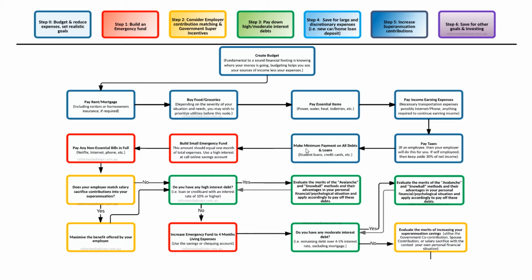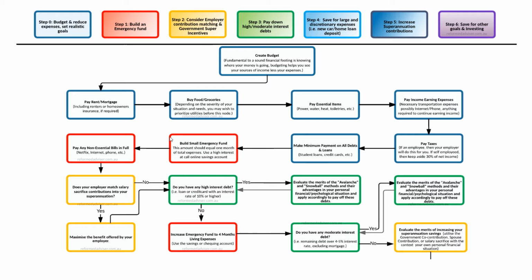And then finally, make minimum repayments, not extra repayments. We're not talking about paying down big debts yet. We're talking about making the minimum repayments on any debts and loans. So things like your student loans, credit cards, personal loans, car loans, anything that is a mandatory loan that you've taken out that you need to pay off over time. Make sure that those minimums are being met so you don't get charged with any extra fees. This is where it actually begins.